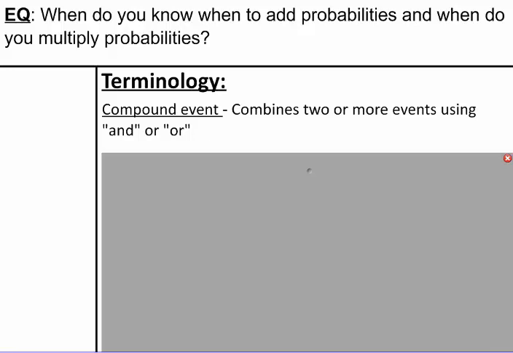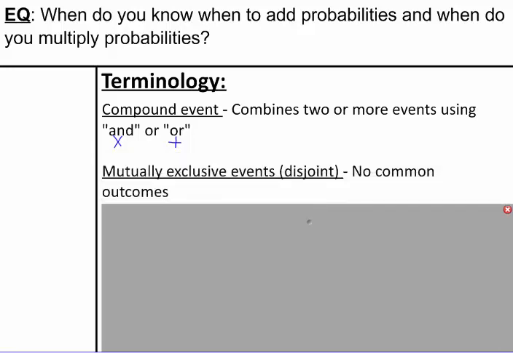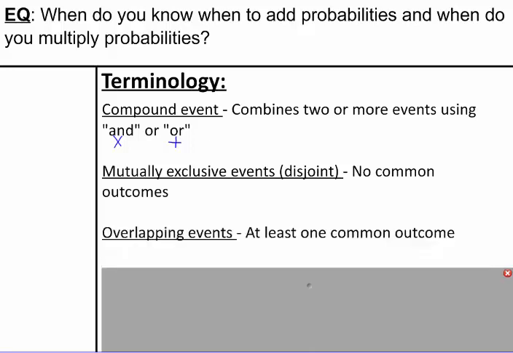So if you see the word "and," you need to start thinking multiply. If you see the word "or," you need to start thinking of adding. And then there are some slight variations about the multiplying and adding equations that we're going to look at. But in general, "and" you'll multiply or "or" you're going to add. So mutually exclusive events are disjoint. That means there are no outcomes in common, two totally separate groups of objects or individuals. Overlapping events, at least one object or individual is in common to the two different groups. So they belong to both groups at the same time.